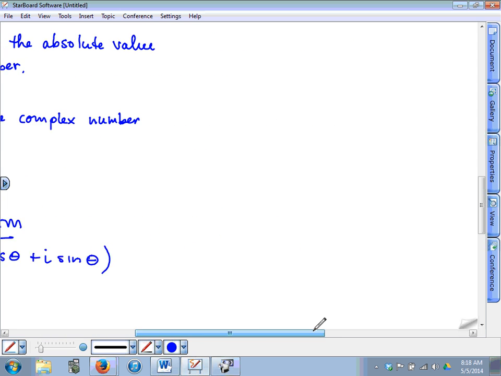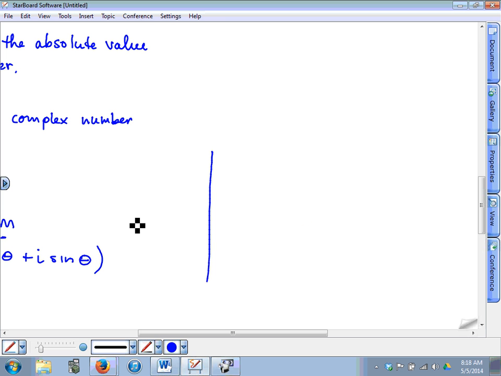Okay, just real quick, in case you're wondering where this even comes from, let me draw a quick sketch. So we have this complex number a plus bi. The distance from the origin to that complex number we're going to call r. And then we have this right triangle.